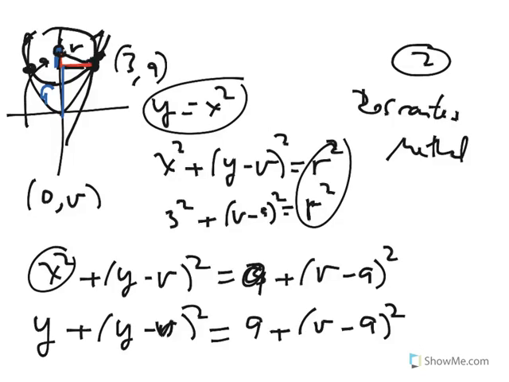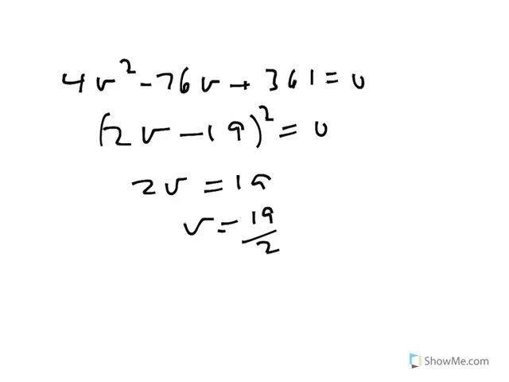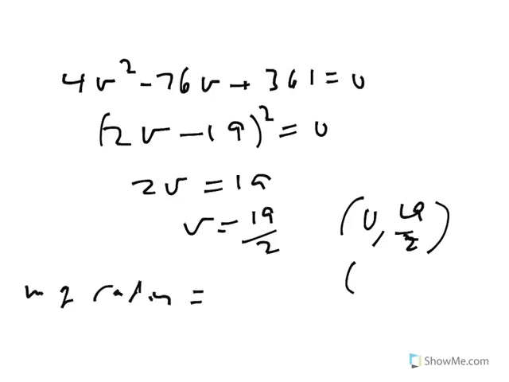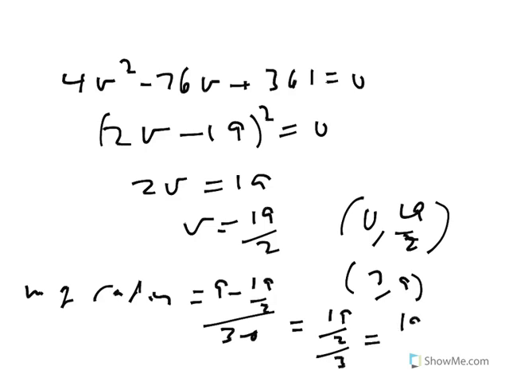Well, that's not the answer yet. 19 over 2 is the y-intercept of that circle. Well, that means that the radius of the circle, which is going to be perpendicular to the tangent line, we can find the slope of that. 3, 9, and 0, 19 over 2. So the slope of the radius, the 3, 9 is also on the circle. So it's 9 minus 19 over 2 over 3 minus 0.